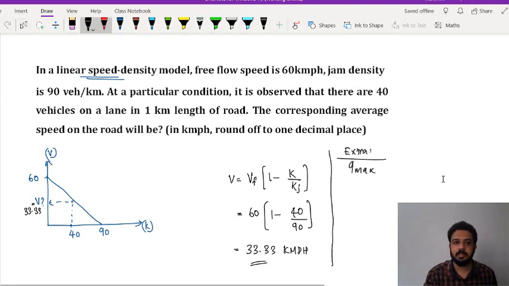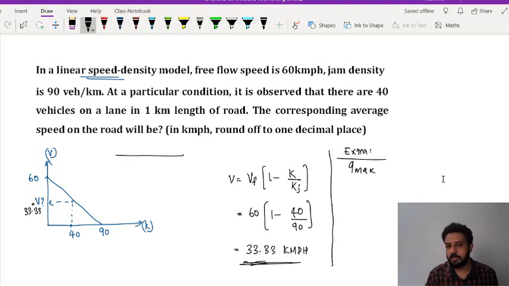So here what is the answer? Here the answer is 33.33. This is your final answer, 33.33. Now round off to 1 decimal place. What is the meaning of this? Whenever you are substituting the value in the GATE exam, we are going to substitute 33.3, rounded off to 1 decimal. In kilometers per hour, 33.33 kilometers per hour, rounded off to 1 decimal means the answer will be 33.3. Like that you have to substitute.